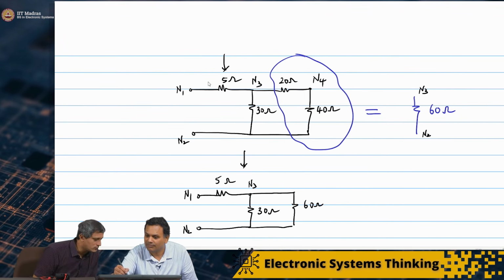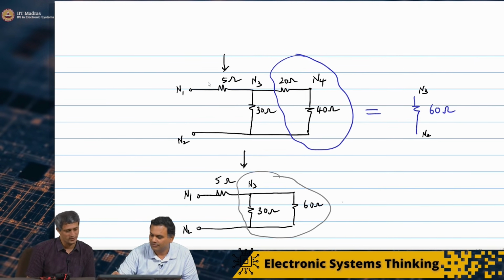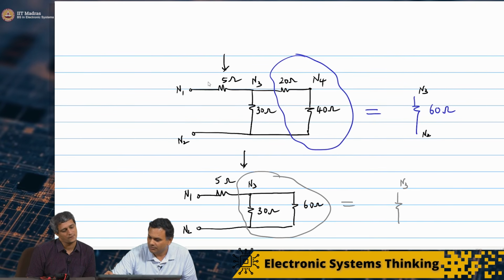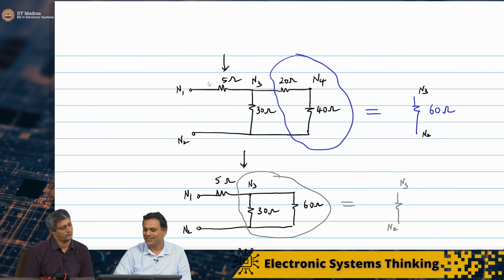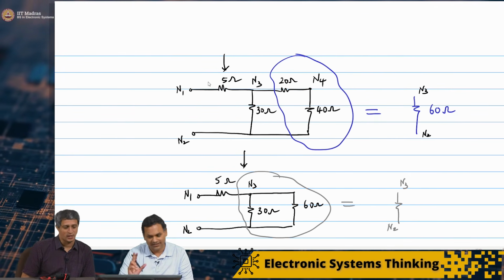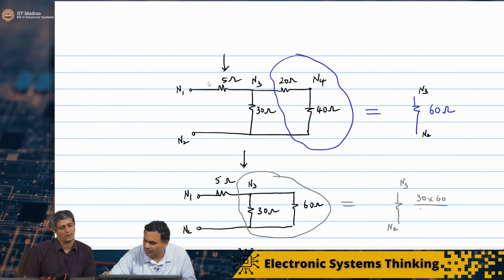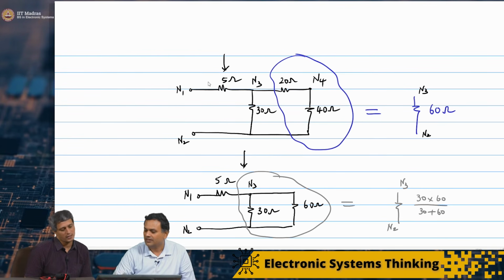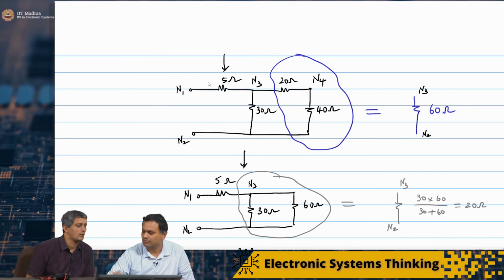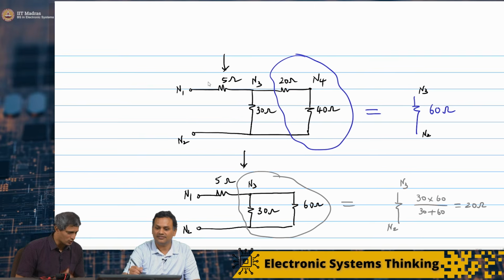So now the 30 and 60 seem to be in parallel with each other. So we reduce that. This portion is between N3 and N2. It's a single resistor. We said it has to be smaller than each of these, 30 and 60. And the value is basically 30 into 60 by 30 plus 60. That is 1800 by 90, 20 ohms. Excellent. Perfect.